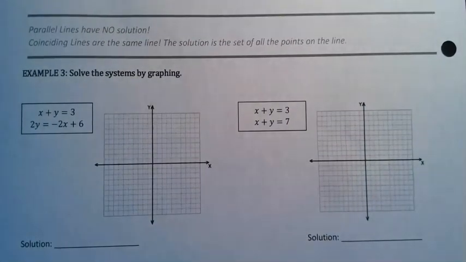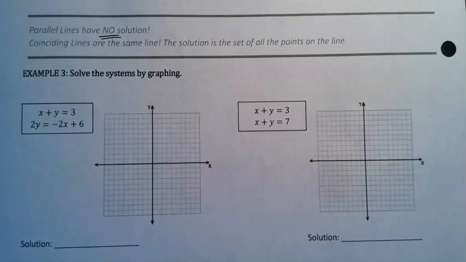Now, parallel lines. Parallel lines have no solution. None at all. Why is this the case? They do have the same slope, but how come they don't have a solution in a system? What is the solution to a system? The point of intersection.